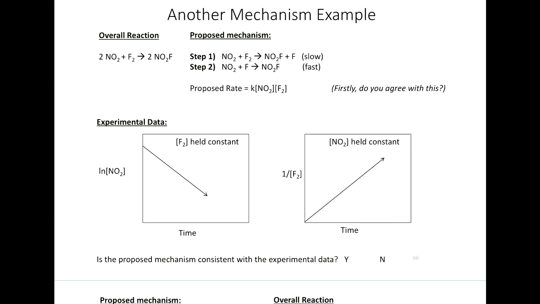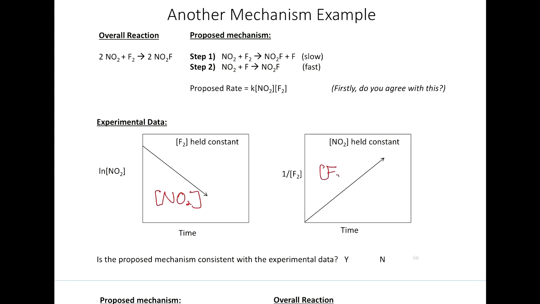Remember, straight lines on the graph, how it's graphed, tells you what the order for that reactant is. So here I'm telling you that if you graph the natural log of the concentration of NO2 with time, you get a straight line. What does this imply? That NO2 is first order, yes. And I'm telling you F2 stays constant. Well, what if I track 1 over the concentration of F2 over time, and I see this change? What does that imply? That it's second order.